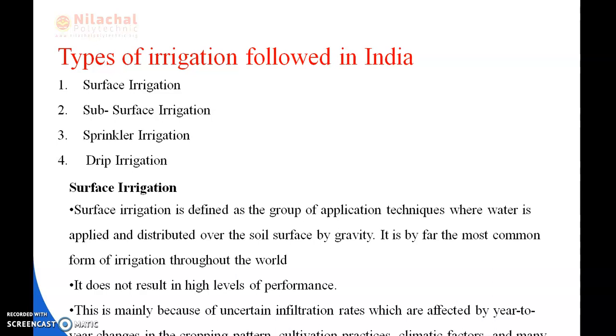First we will be reading about surface irrigation. Surface irrigation is defined as a group of application techniques where the water is applied and distributed over the soil surface by gravity. It is by far the most common form of irrigation throughout the world. It does not result in high levels of performance, mainly because of uncertain infiltration rates, which are affected by year-to-year changes in the cropping pattern, cultivation practices, climatic factors and many other factors.